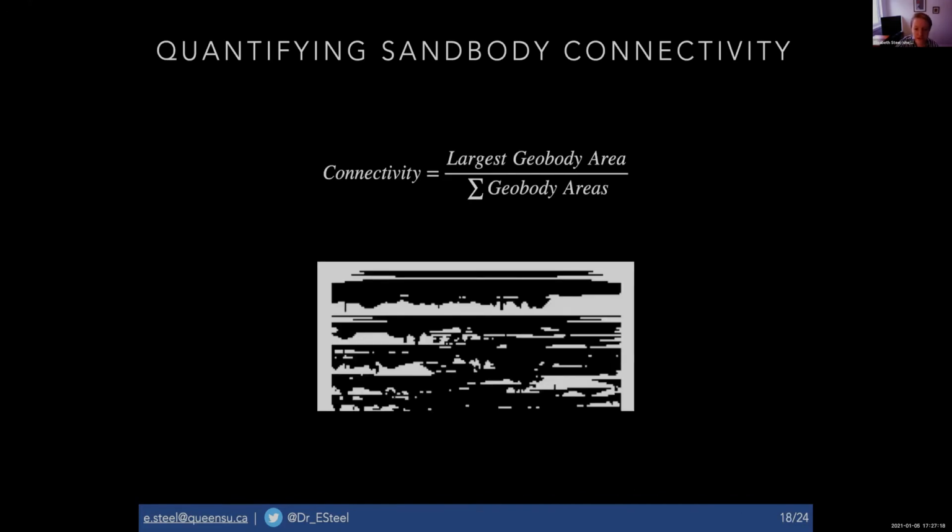So we can think of connectivity as the area of the largest geobody over the sum of all of the geobody areas. When I say geobody, I basically just mean a connected component. So for example, all of this black blob that's here is a single geobody. All of this sand is connected to other sand in that body. If all of the sand in a section was connected to all of the other sand, the connectivity would be 1, or a really low connectivity would be if you had a lot of small isolated sand packages within the system.